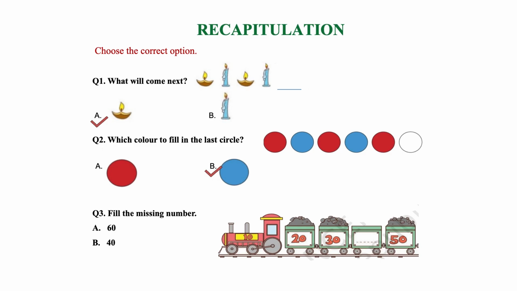Now, the third and last question. Fill the missing number. Observe this number pattern carefully. Think and identify the missing number. Very good. It is 40. Option B is the correct answer. Well done kids. You have done a great job.